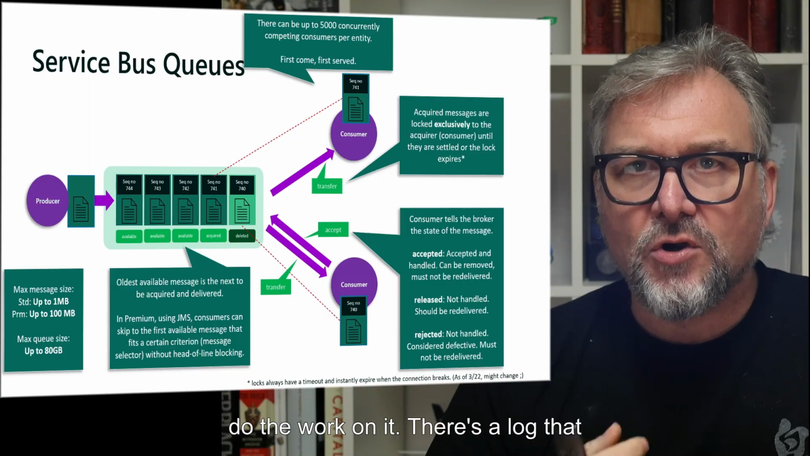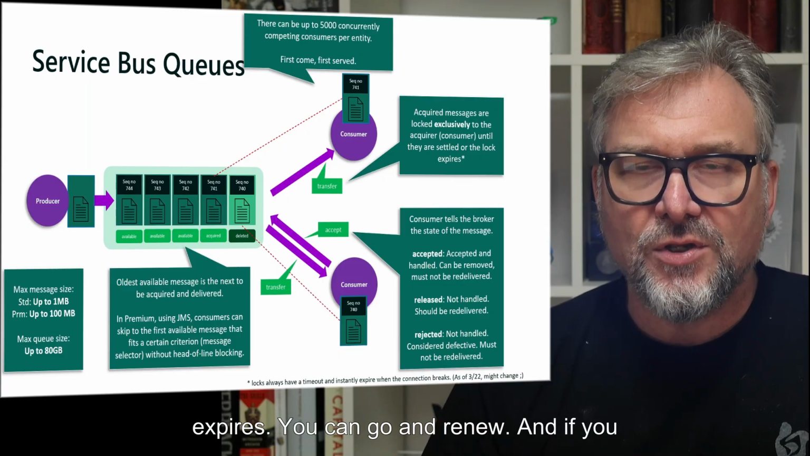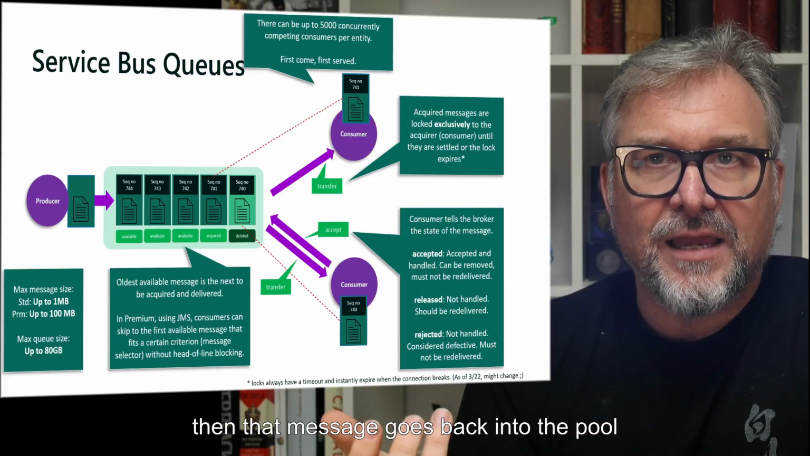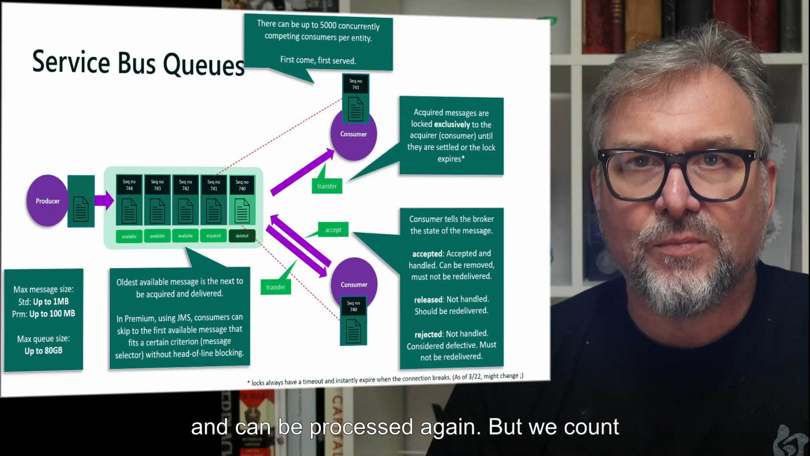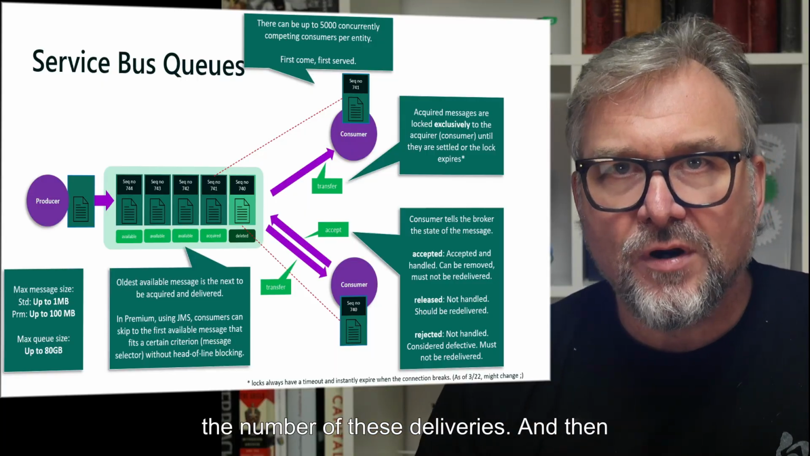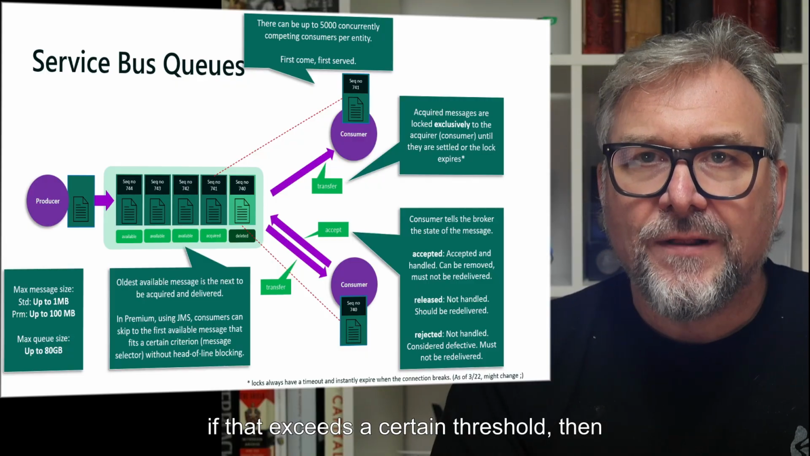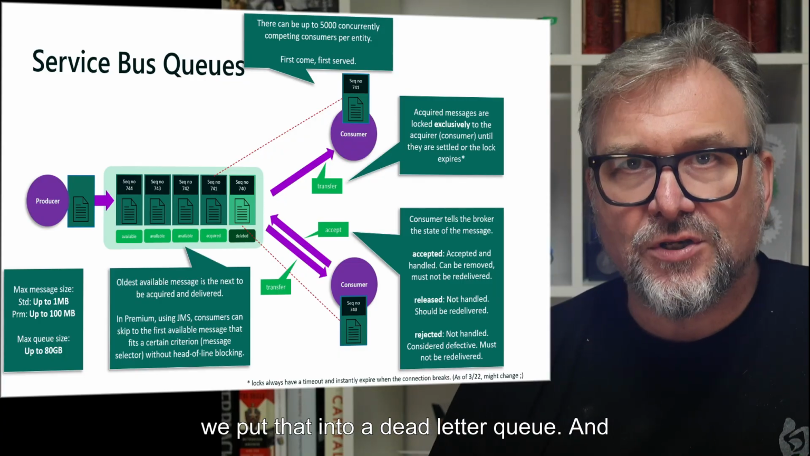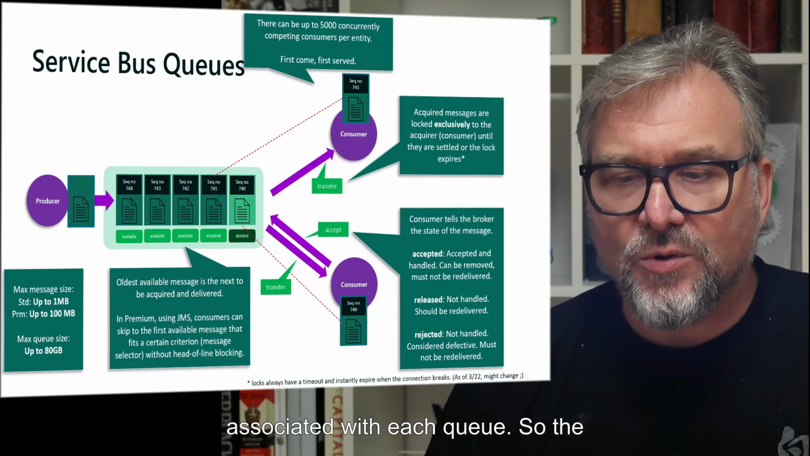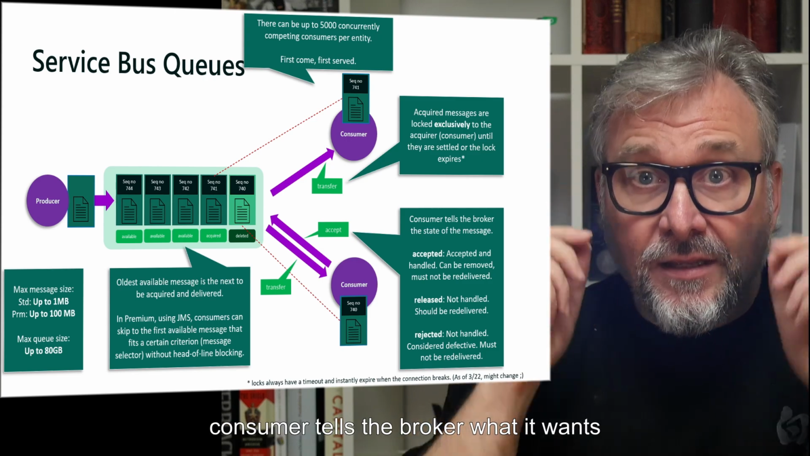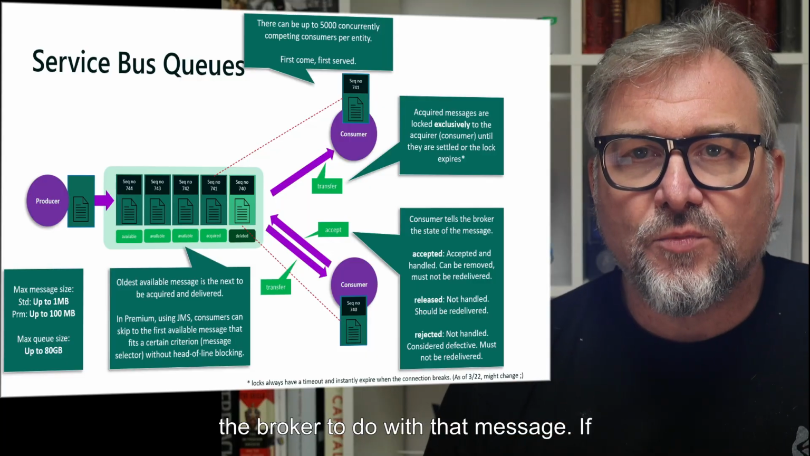There's a lock that expires that you can renew. If you fail to renew, if the process is dying, then that message goes back into the pool and can be processed again. But we count the number of these deliveries, and if that exceeds a certain threshold, then we put that into a dead letter queue, which is associated with each queue. So the consumer tells the broker what it wants the broker to do with that message.